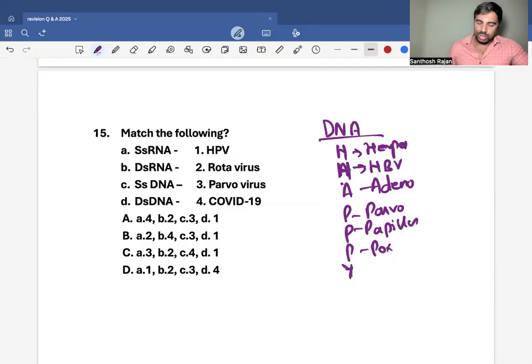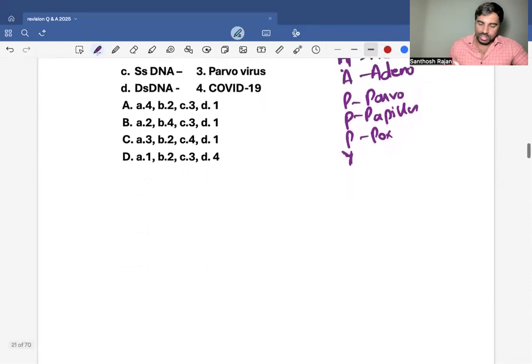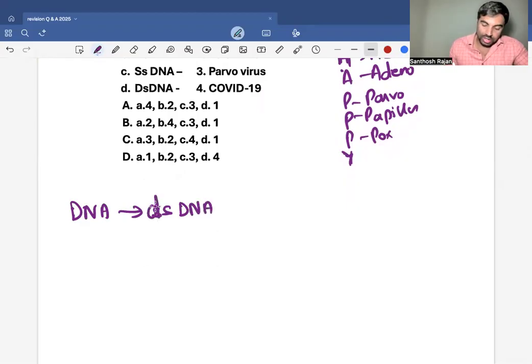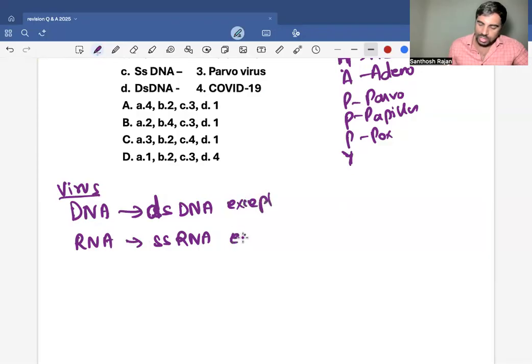Now, you should know that all the DNA viruses are double stranded. RNA viruses are usually single stranded. When you talk about DNA virus, RNA virus, double stranded, we have exceptions. There are two exceptions here. The exception for DNA is your parvo. We always say parvo is single, so it's a single stranded DNA virus.